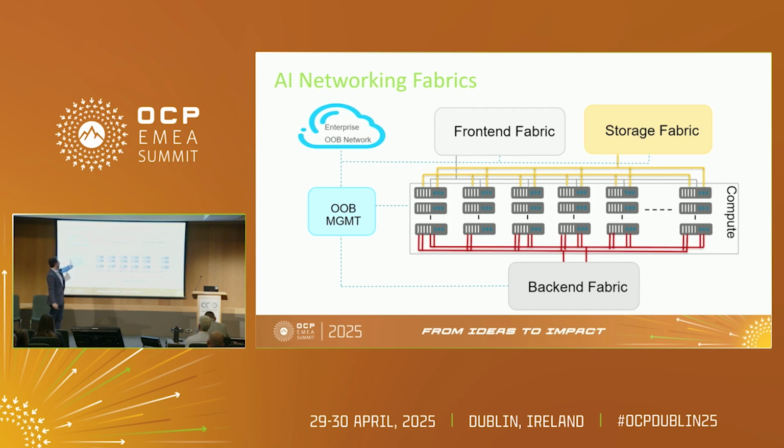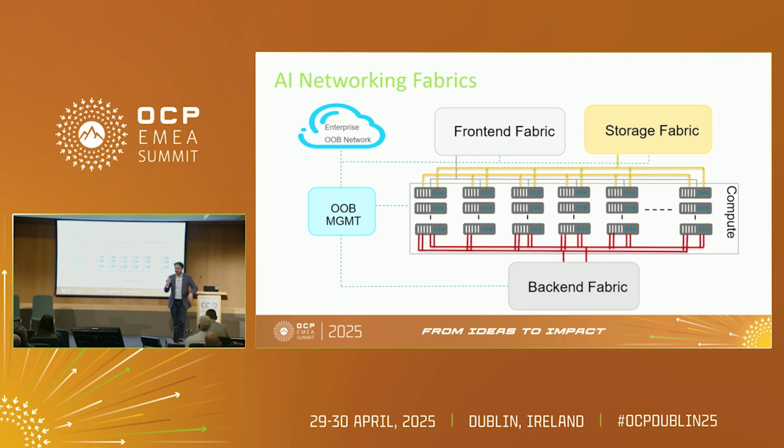So front-end fabric, as I said, is your traditional data center fabric. Storage fabric, everybody knows what storage fabric is. Out-of-band management fabric, we know what an out-of-band management network is. There is no change in any of those fabrics when we talk about AI infrastructure. But look at what we have here, your back-end fabric. That is where all the uniqueness comes into the picture.